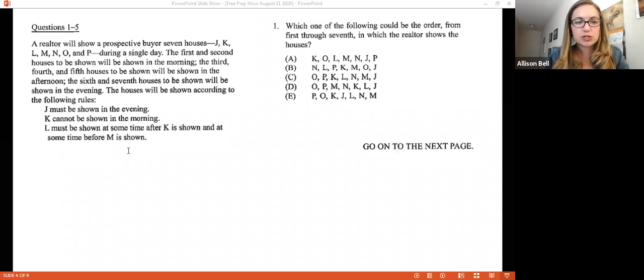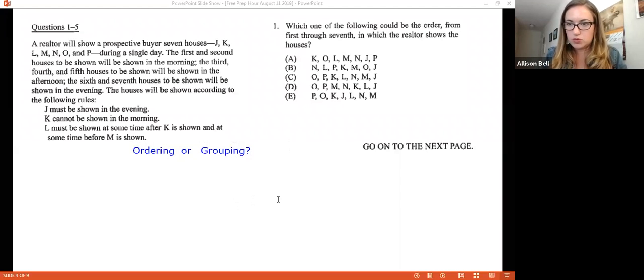Anytime I start a logic game, I think of it in terms of: is this game an ordering game or a grouping game? In general, I'd say 99% of logic games are going to ask you to put things in order, put things in groups, or possibly both. So the first thing I think about is which of those things this game is asking me to do. For this particular game, I know that it's asking me to put things in order for a couple of reasons.